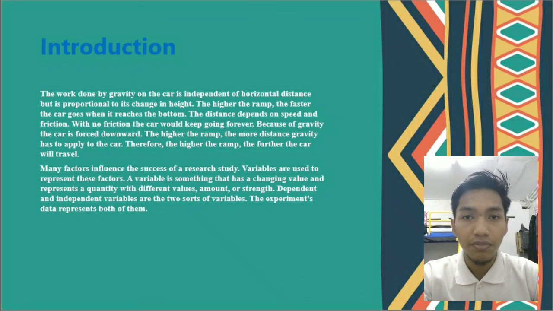Many factors influence the success of a research study. Variables are used to represent these factors. A variable is something that has a changing value and represents a quantity with different value, amount, or strength. Dependent and independent variables are the two sorts of variables. The experiment's data represent both of them.